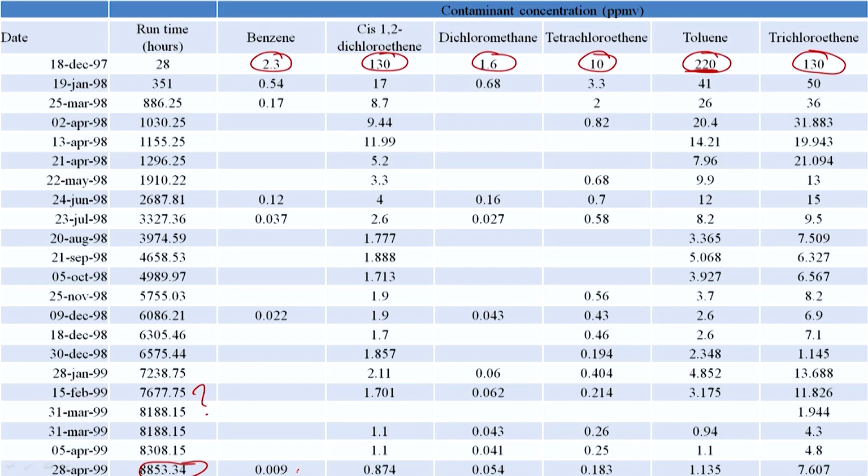So, let us look at the relevant aspects again: 2.3 to 0.009, 130 to 0.874, 1.6 to 0.054. As you can see, for some of the compounds the percentage of removal is relatively less. 10 to 0.1, 220 to 1.1 still relatively high, 130 to 7.6, and here you see a rebound. I think in this particular case maybe they stopped pumping out here. So, you see some rebound out here.